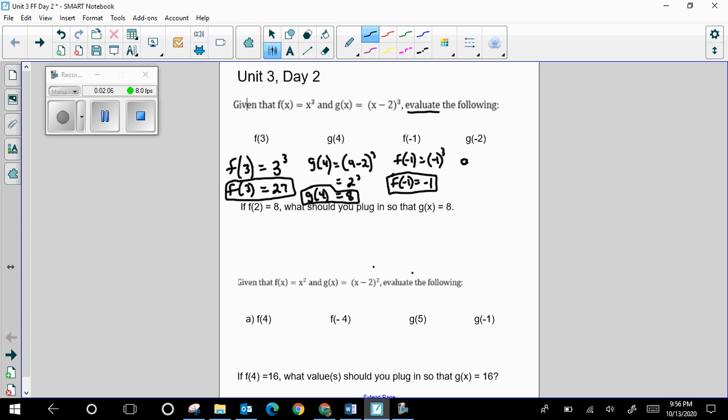So now we're going to look at g of negative 2, which is going to be negative 2 minus 2 to the third, which is negative 4 to the third. So g of negative 2 is equal to negative 4 times negative 4, which is 16. 16 times negative 4 is negative 64.